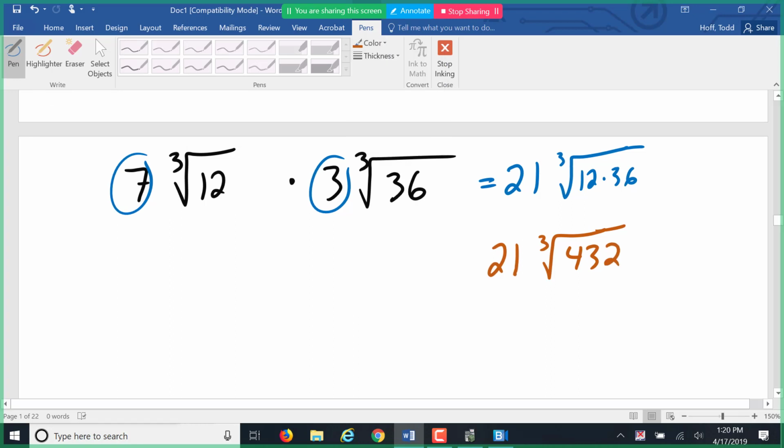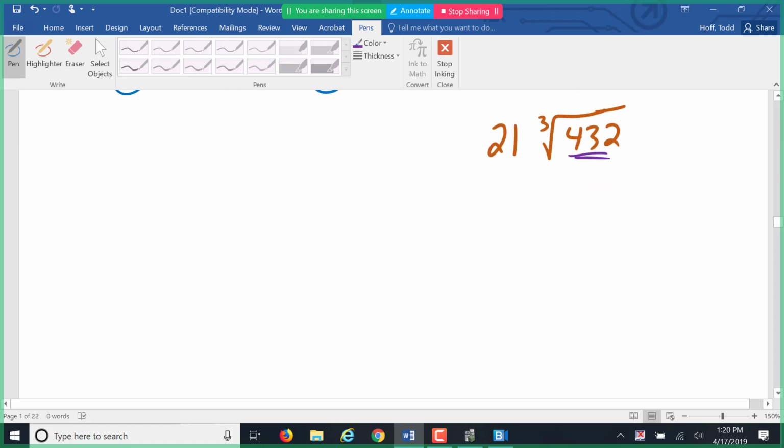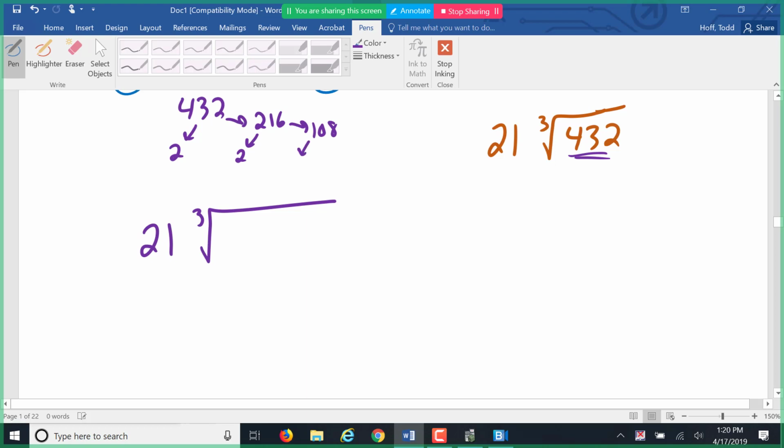And now we have to check to see if we can reduce that. If I factor 432, I know I can take a 2 out of it. That leaves us with 216. Another 2 leaves us with 108. Another 2 leaves us with 54. Another 2 leaves us with 27. Take out a 3 leaves us with 9. So a 3 and a 3. So that's 2 to the 4th power and 3 to the 3rd power.